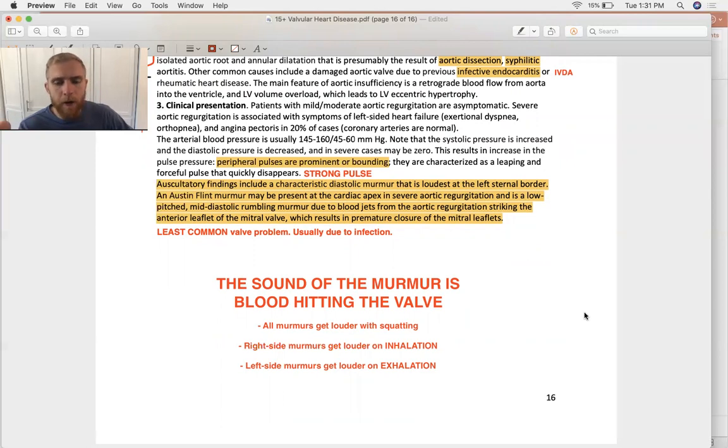Right-sided murmurs are going to get louder on inhalation because you're increasing preload to the right side of the heart, right? But then left-sided murmurs are going to get louder on exhalation because whenever you exhale, your lungs go down, down, down in size. So they become higher pressure systems. So they push blood into the left atrium.